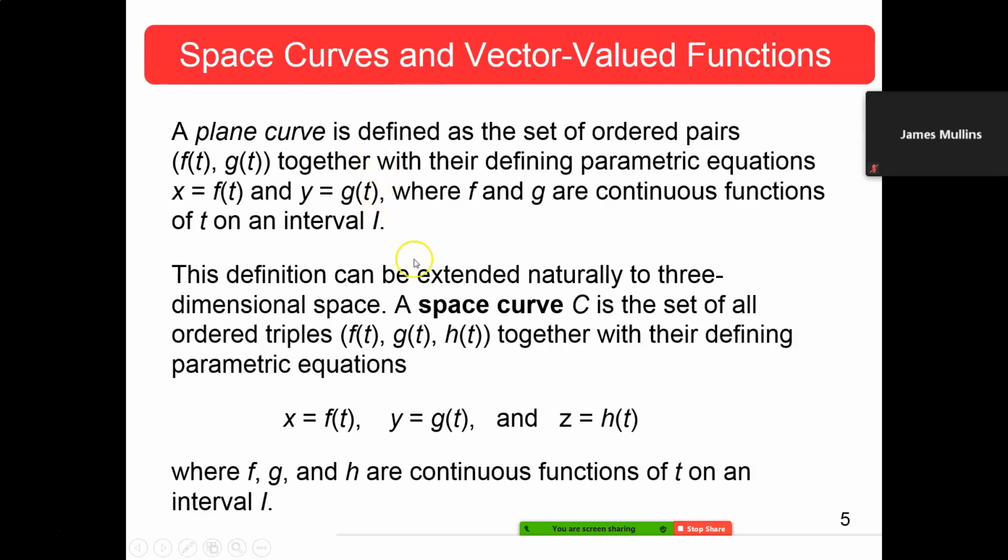The space curve, capital C, okay? They didn't give a name for the plane curve, but they do give it for the space curve. Capital C is a set of all the ordered triplets, f of t, g of t, h of t, together with their defining parametric equations, x equal f of t, y is equal to g of t, z is equal to h of t, where f, g, and h are continuous functions of your parameter t on some interval I.